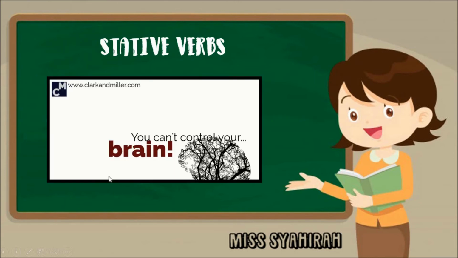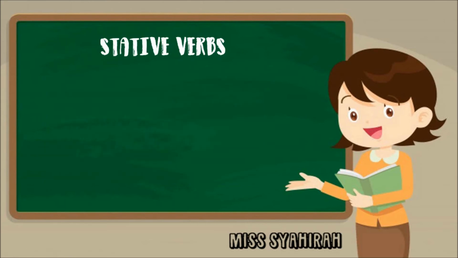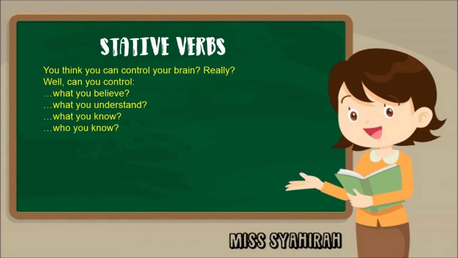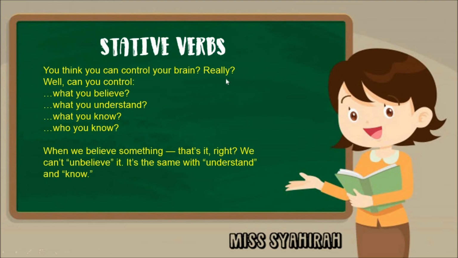Okay, number 2. You can't control your brain. You think you can control your brain? Really? Well, can you control what you believe, what you understand, what you know, who you know? Can you control that? When we believe something, that's it, right? We cannot unbelieve it. It's the same with understand and know. So this is out of our control.